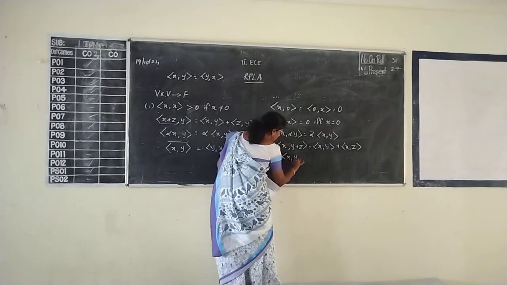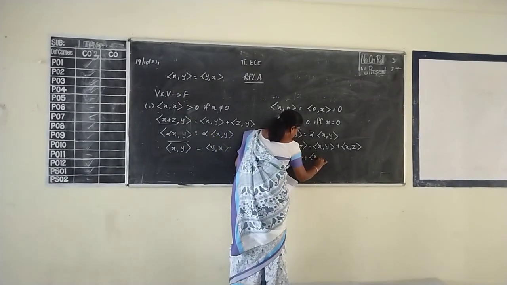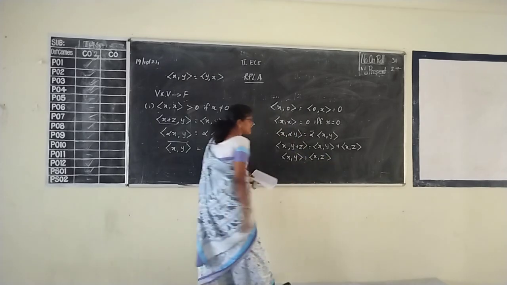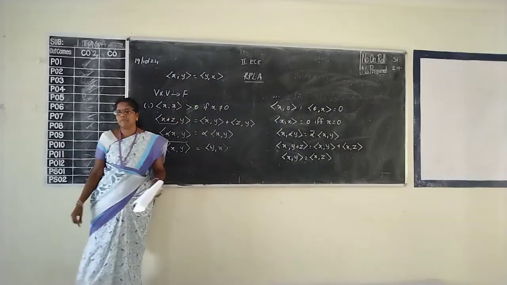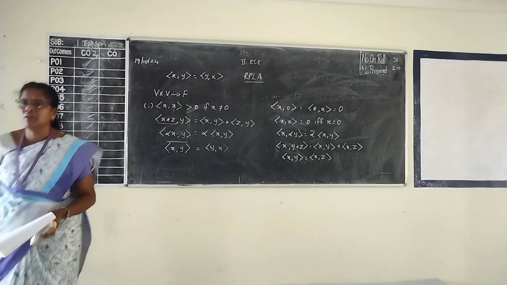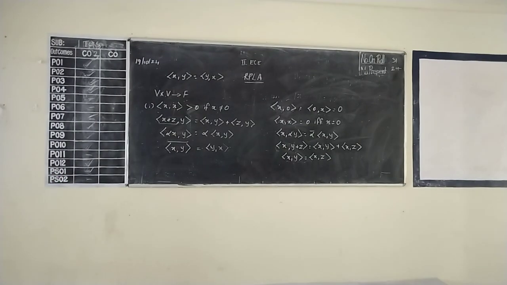If the inner product of x, y is equal to the inner product of x, z, for all x belongs to V, then y is equal to z.